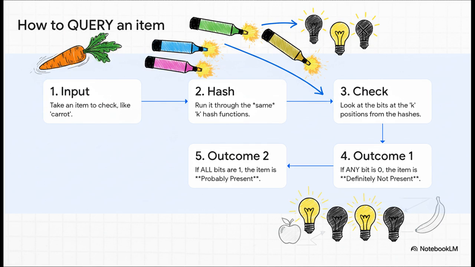But what if all the lights it points to are already on? Well, then we say it's probably present. And why only probably? Well, because it's possible that some other words we added, like apple and banana, just by pure coincidence, happen to turn on that exact same set of lights.